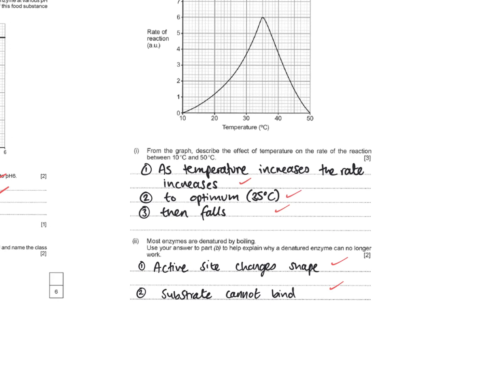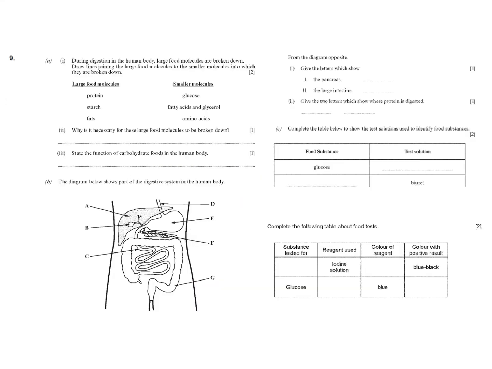The final part here, so 2 mark question, explain why a denatured enzyme can no longer work. The first is say active site changes shape, and the second that the substrate cannot bind. Final set of past paper questions here, pause the video and have a go.